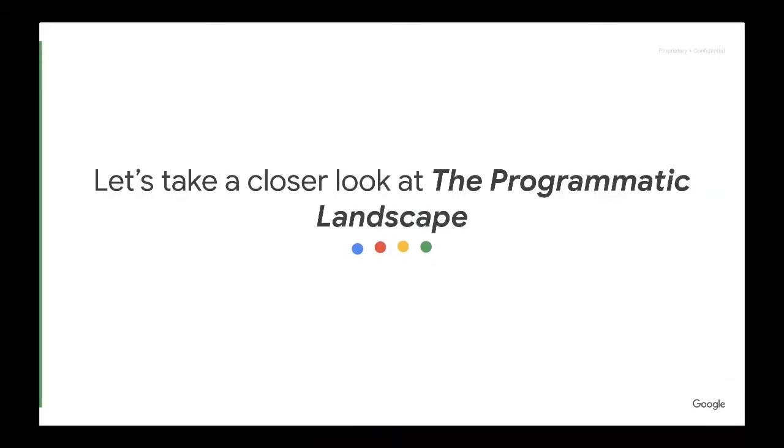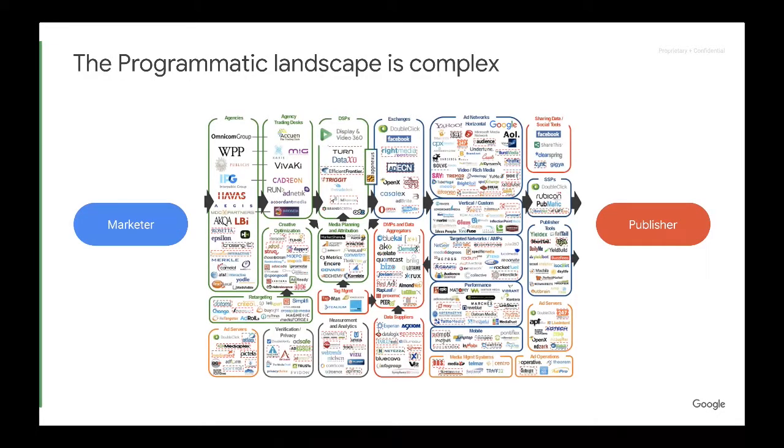Let's take a closer look at the programmatic landscape and how DSPs like DV360 fit into it. In this slide, you can see that the programmatic landscape is very complex: agency, agency trading desk, DSP, exchange, SSP, and so on. Today I'm not going to explain the details of this graph; if I did, we'd need a few more hours. Here, I just want you to know that DV360 is just one of the DSPs in the programmatic landscape.